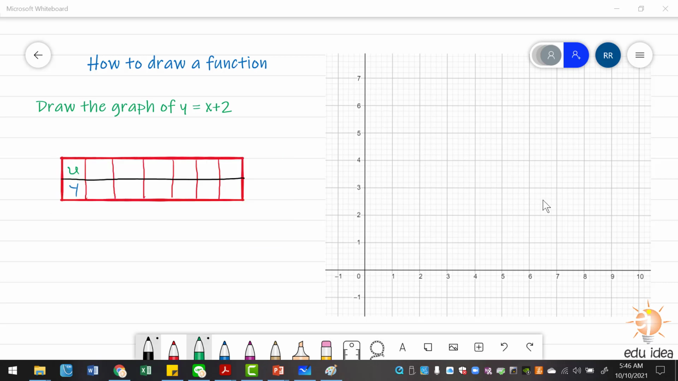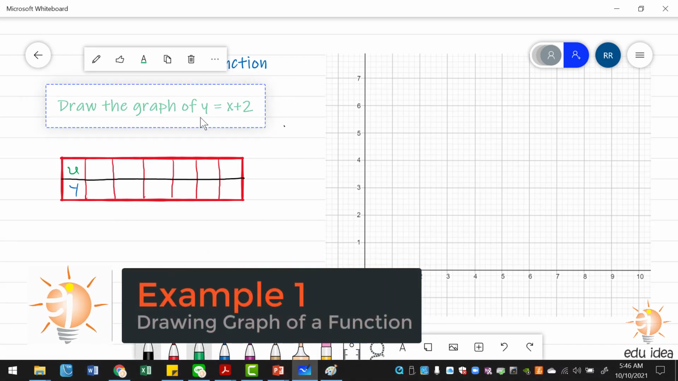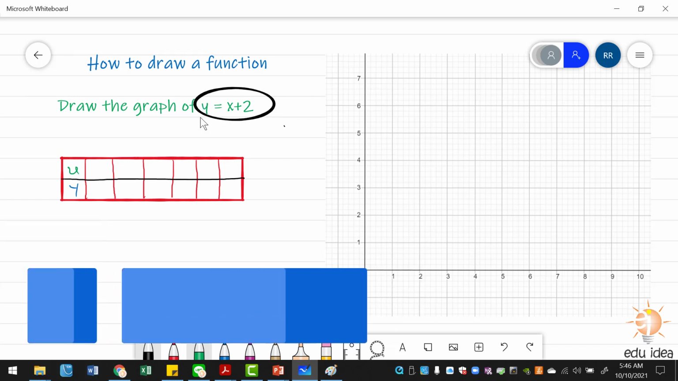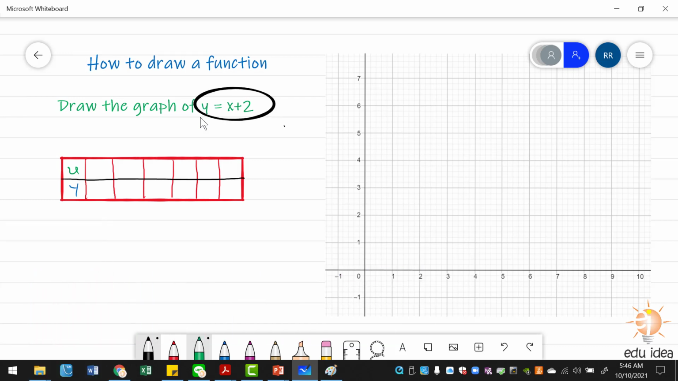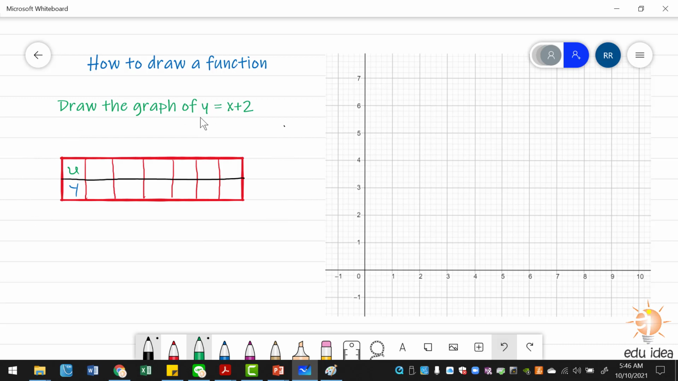Okay, for the first example, draw the graph of y equals x plus 2. So this is the first example. This is the function, this is the one that we need to draw. And the first thing that we need to do is to make a table like this. Here's a table, and write down x and y in here. This is x and y.